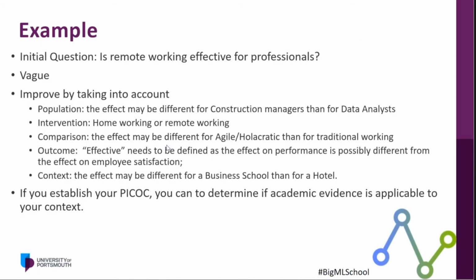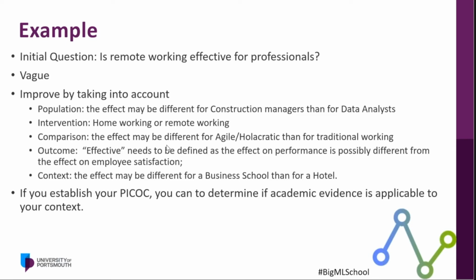And to clarify on the next slide a bit, here's an example, one that pops up quite often now since everybody's on lockdown: is remote working effective for professionals? Does that work? But that's a vague question. And we can improve that by taking into account the population, because if you're a construction manager who has to go out on site, remote working might not be effective for you. So the effect could be different for construction managers or data analysts who may not need to go into an office of any kind. The intervention needs to be clarified because for some people, remote working means home working. For others, remote working means off-site, which could be at a customer site.